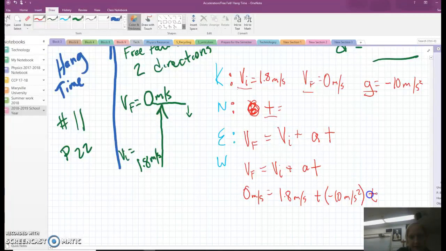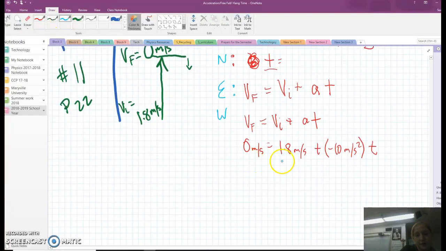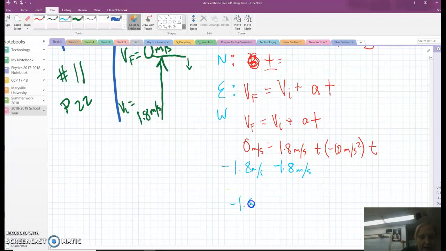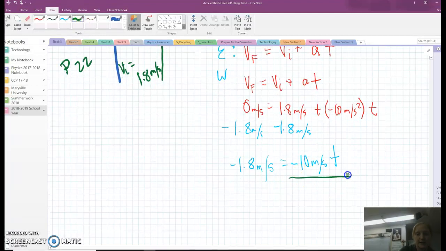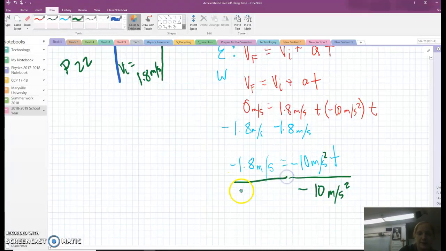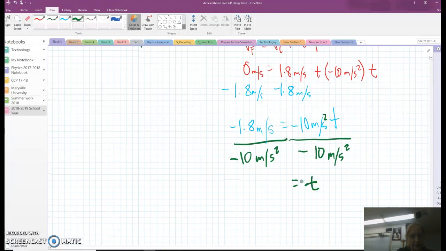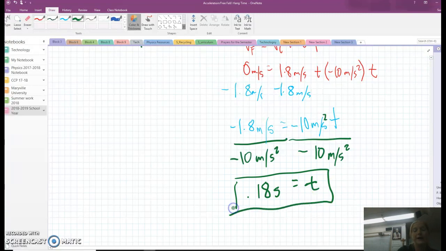I don't know T, so I'm just going to leave T in here. Okay. So the first thing I want to do is get rid of 1.8 on both sides. Negative 1.8 meters per second. So now I have negative 1.8 meters per second equals negative 10 meters per second squared times T, right? How do I get this by itself? I divide by negative 10 meters per second squared on both sides. I keep forgetting the square. I apologize. So I end up with a time of 0.18 seconds. Okay, we ain't done.